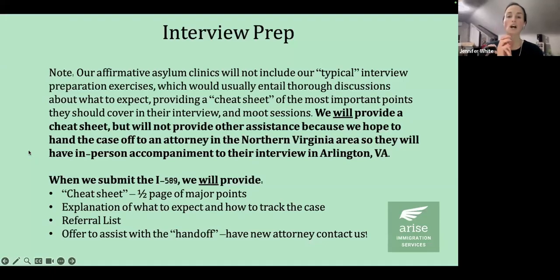Okay, the interview. So I know it's a little bit messy when you are doing limited representation, submitting the case. It's really unfortunate that we're in this position where we have to do this, because we would like to submit the case, then be on the hook for the interview. That's what we like to do, full scale representation. But there's a couple reasons why we're not doing that.